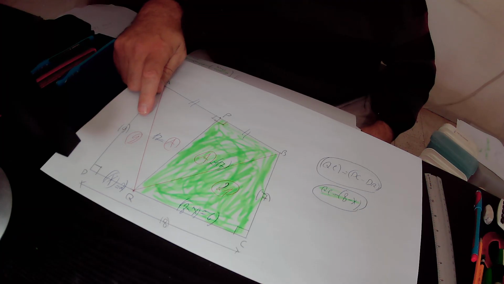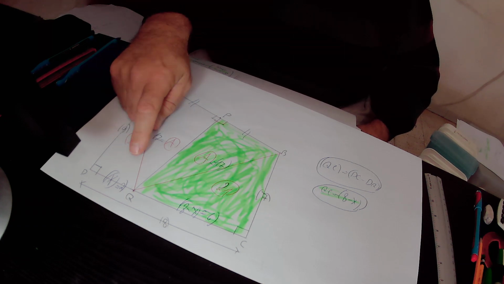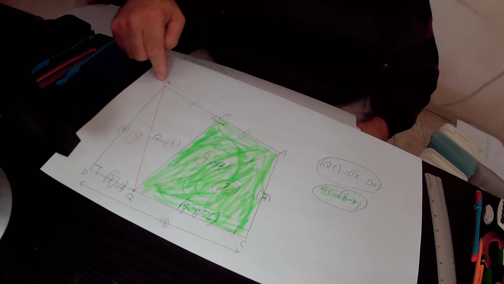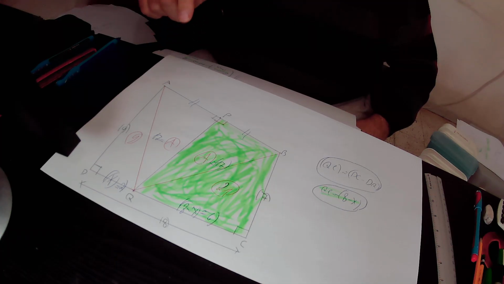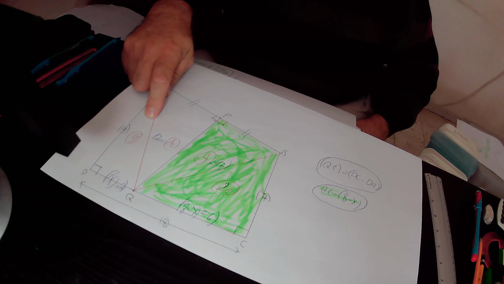The first component is the area of this right triangle ADQ. The area of the right triangle ADQ equals the base DQ, that is 2, times the height AD, that is 9, over 2. 9 times 2 over 2 is 9, so the area of the first component is 9 squares in size.